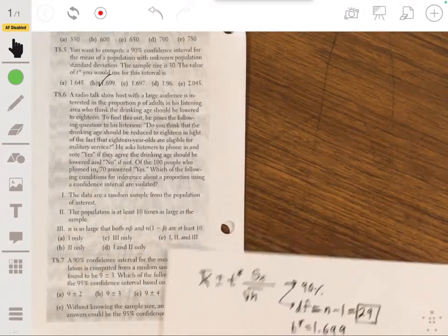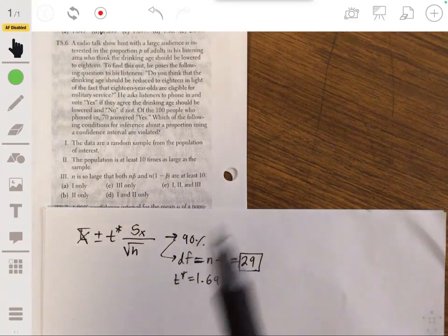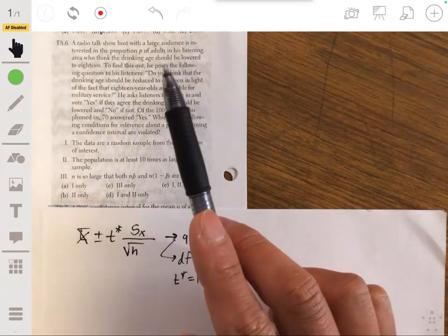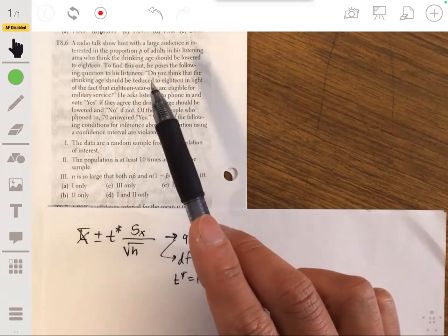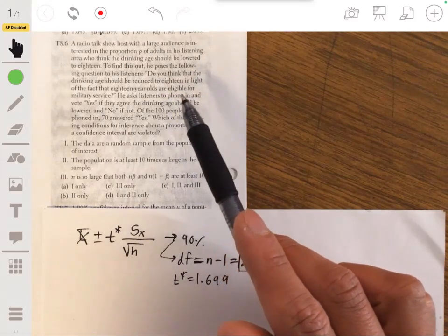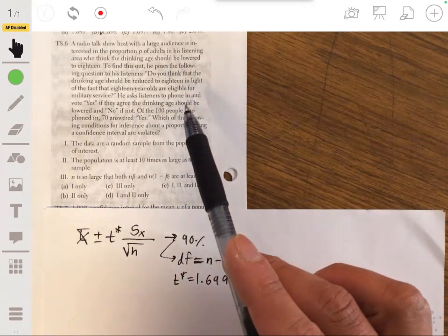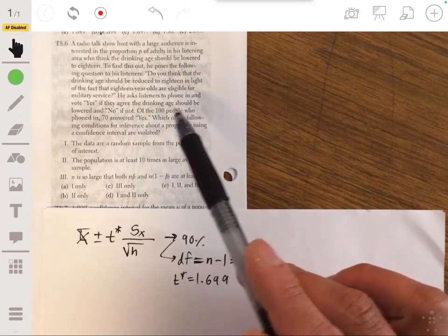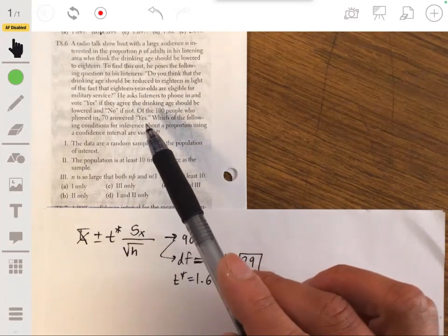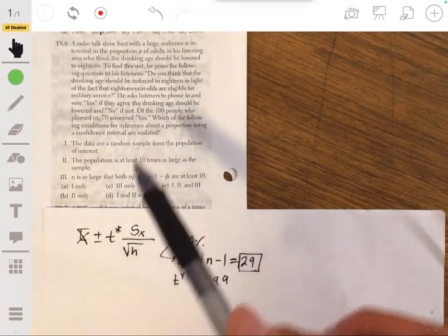All right, problem 6. Here it says a radio talk show host with a large audience is interested in the proportion p of adults in his listening area who think the drinking age should be lowered to 18. To find this out, he poses the following question to his listeners: do you think that the drinking age should be reduced to 18 in light of the fact that 18-year-olds are eligible for military service? He asks listeners to phone in and vote yes if they agree the drinking age should be lowered, and no if not. Of the 100 people who phoned in, 70 answered yes. Which of the following conditions for inference about a proportion using a confidence interval are violated?